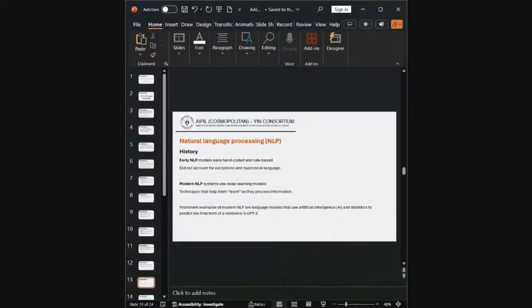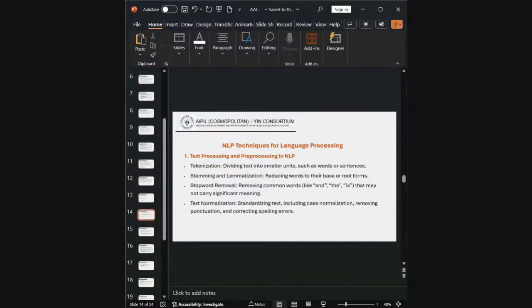Are we good? Are we ready? So let's go to the next slide. It says natural language techniques for language, NLP techniques for language processing.